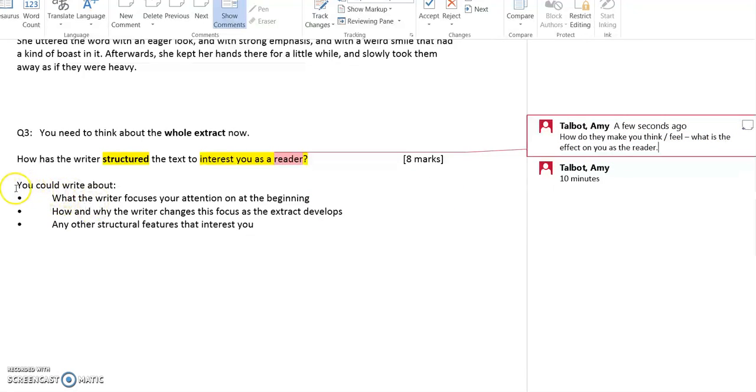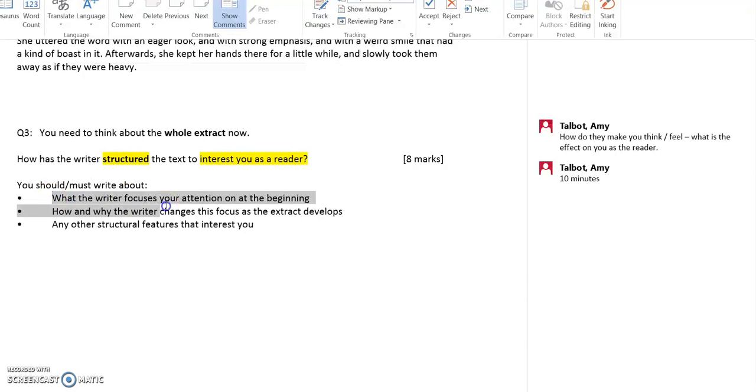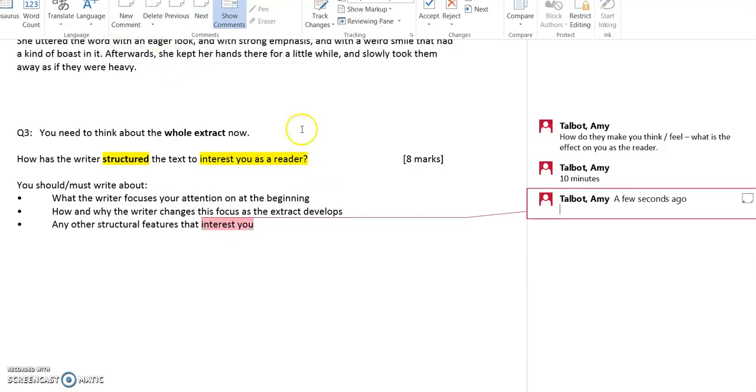You get 3 bullet points. You could write about, remember, I've always told my classes you should, or you must, write about what the writer focuses your attention on at the beginning, how and why the writer changes this focus as the extract develops, and any other structural features that interest you, so make you think or feel something. So I'll just reinforce that phrase, interest you: what does it make you think or feel as a reader? What's the effect?